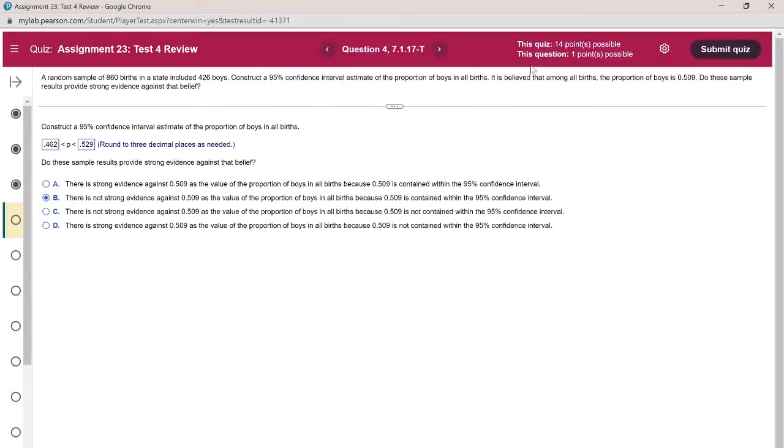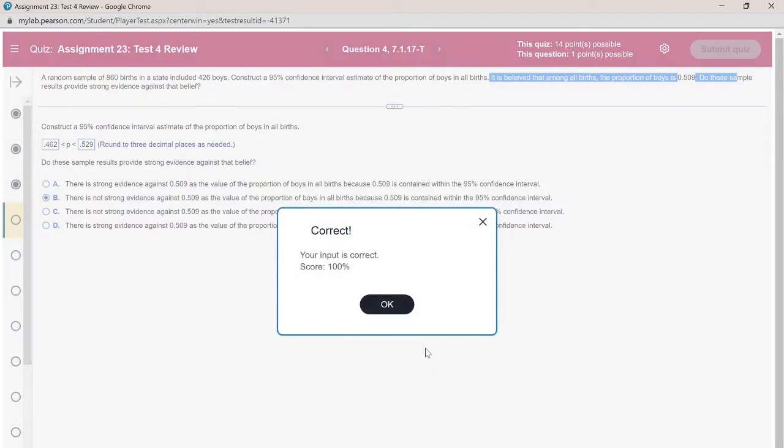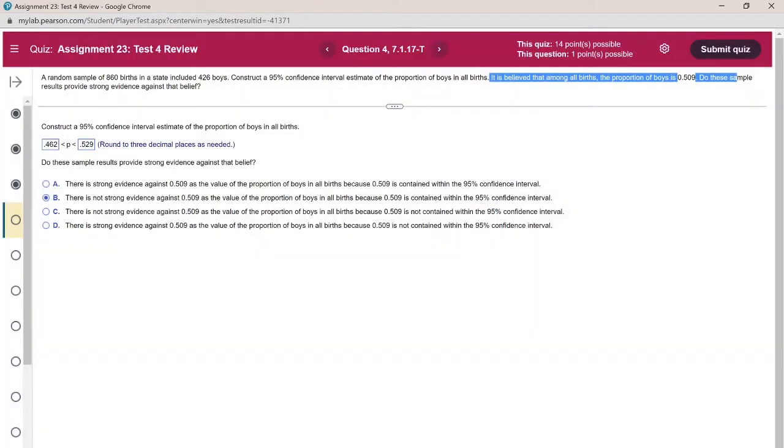Now according to this second statement, it is believed that among all births the proportion of boys is 0.509. So this 0.509 is inside this confidence interval, so there is not strong evidence against this belief. Okay, so that is our answer for this problem.